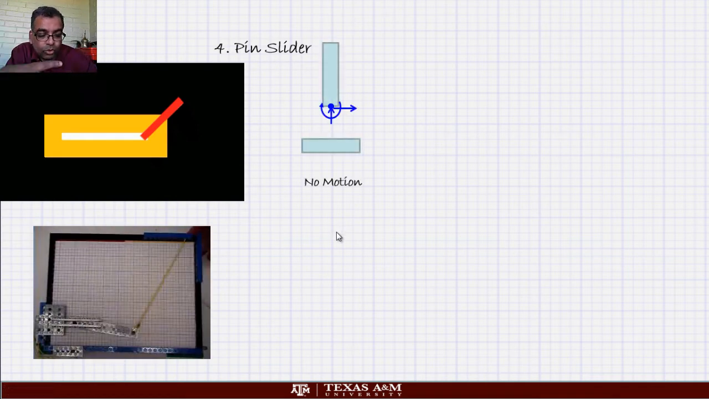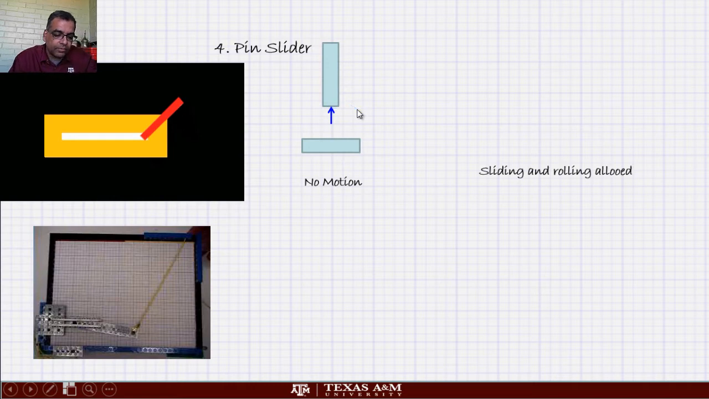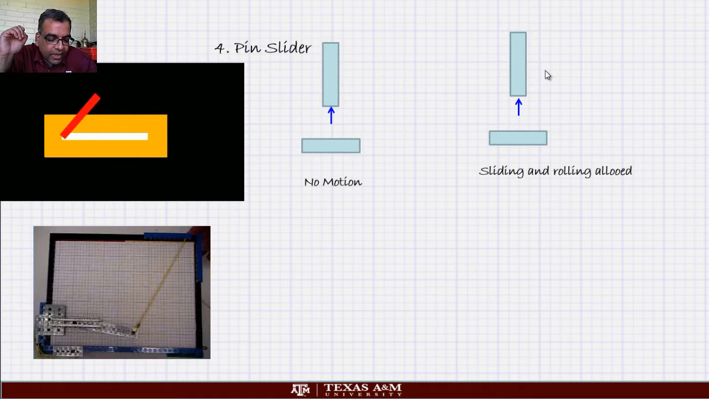Let's start. No motion. All 3 forces are there. Now I want it to slide in the x direction, so I remove this force. And I want it to rotate, so I remove the other force. When I remove these 2, the only force left is the y direction force, the force perpendicular to the guide, because that's the only motion that is prevented.